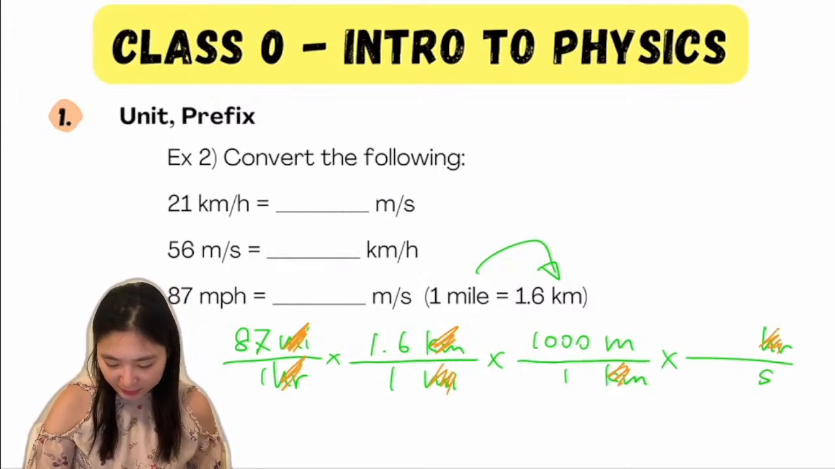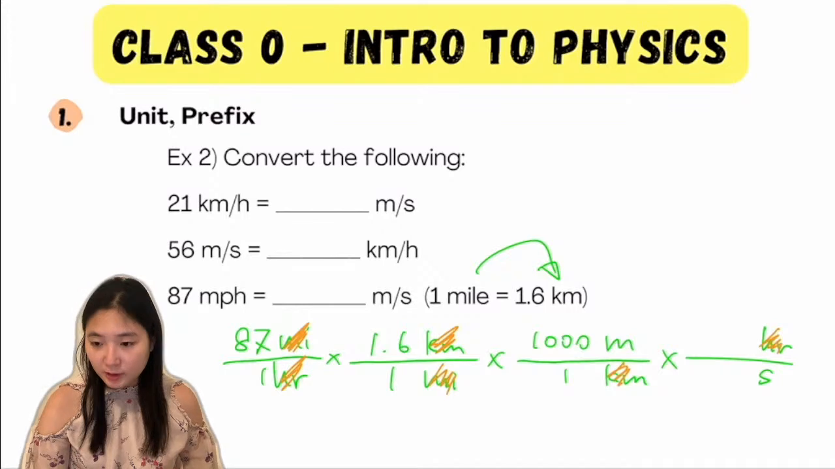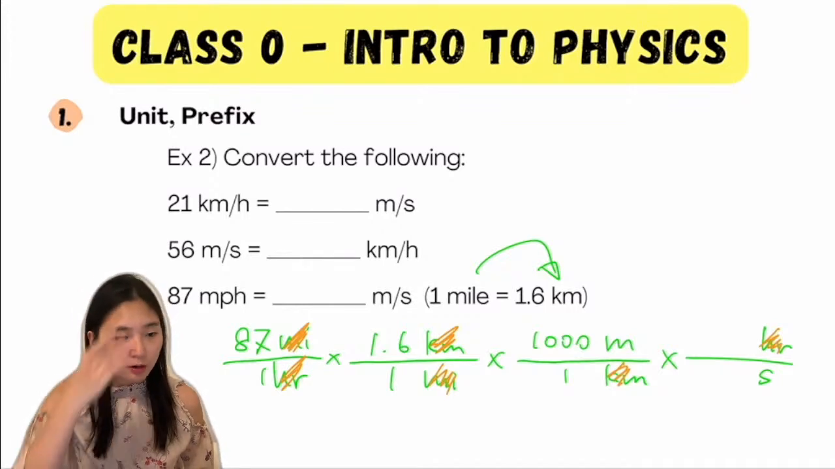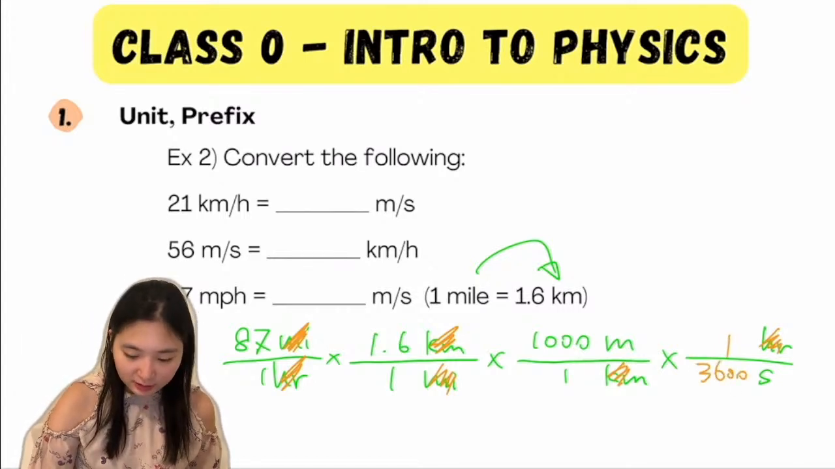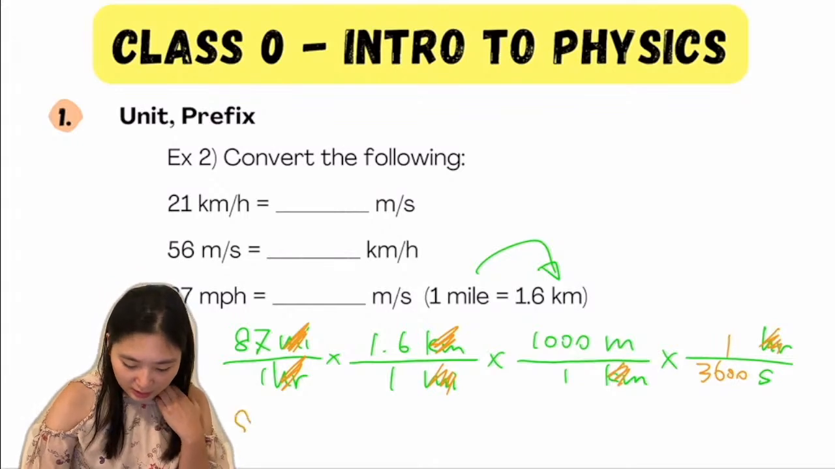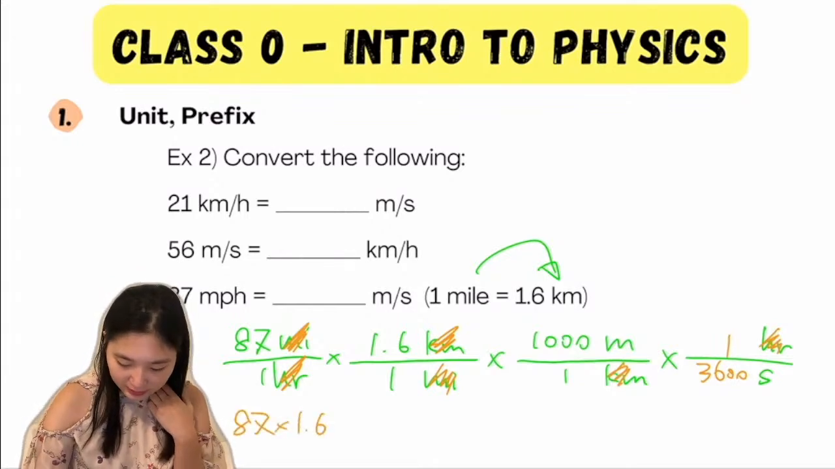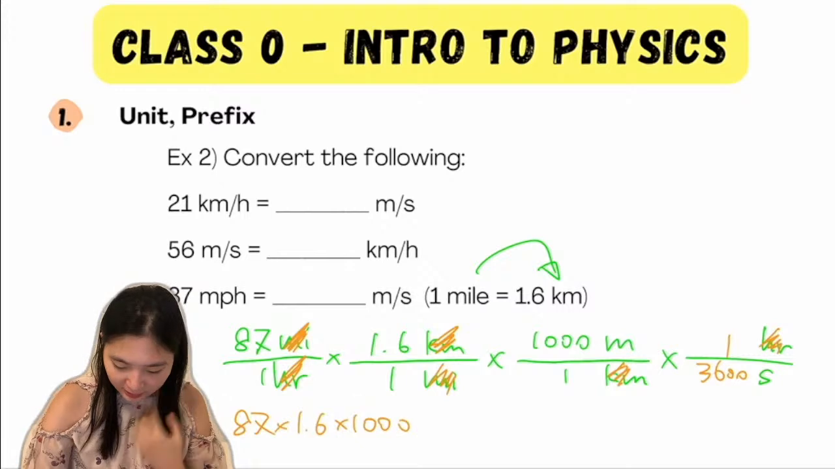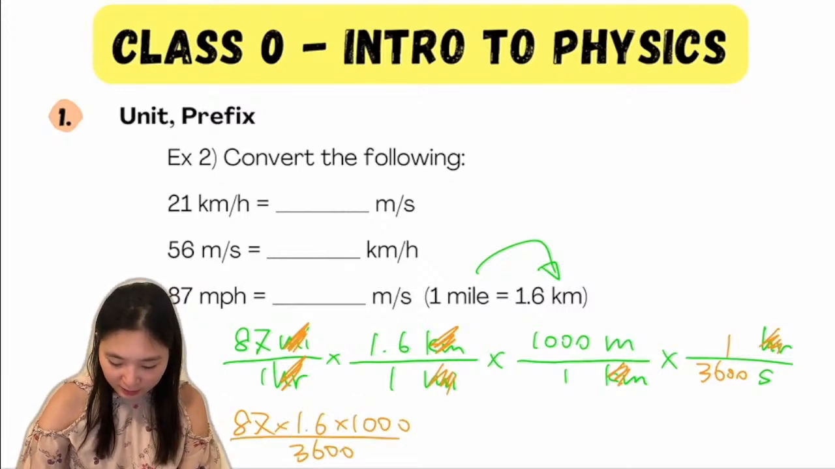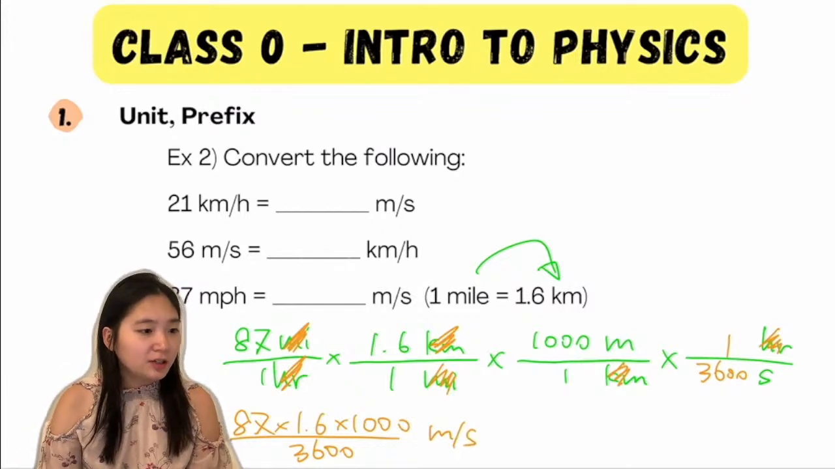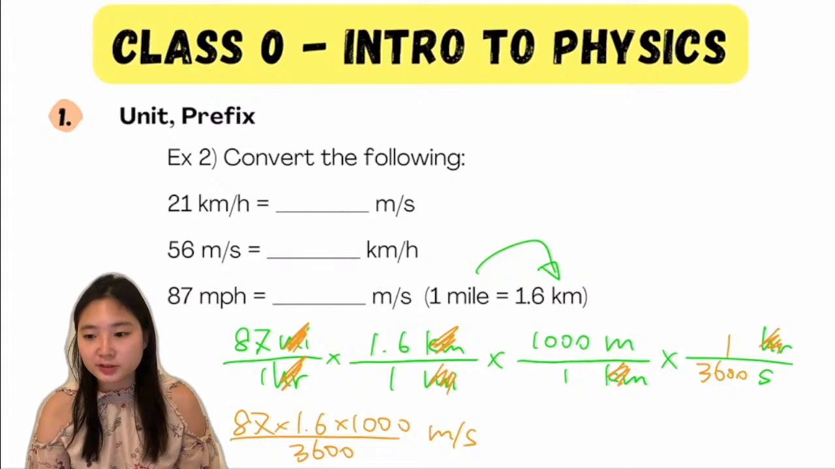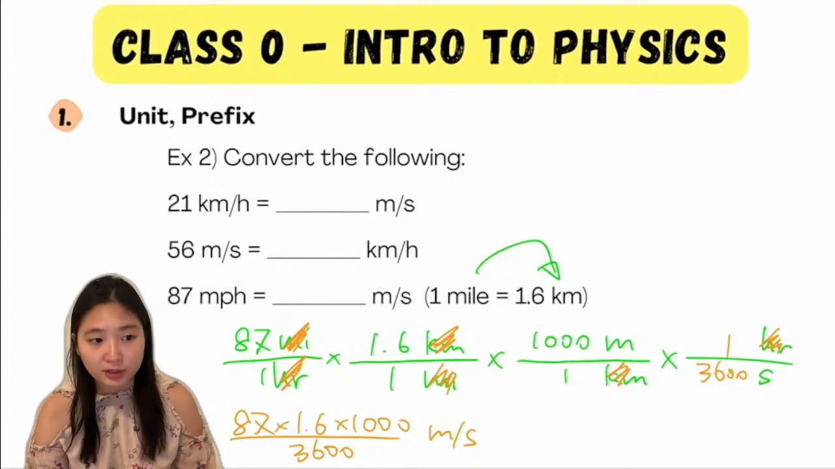Okay, so hour is canceled out, and the numerical value of the conversion between the hour and second is 1 hour to 3,600 seconds. So eventually, the numerical value should be 87 times 1.6 times 1,000, and then divided by 3,600. And as for the unit, that's meters per second. So if you can do all of these 3 questions, then I think you should have no problem with the unit conversion.